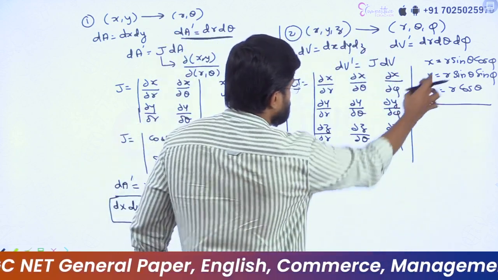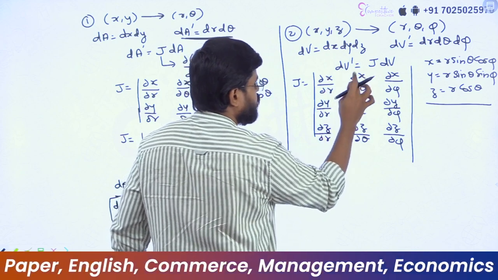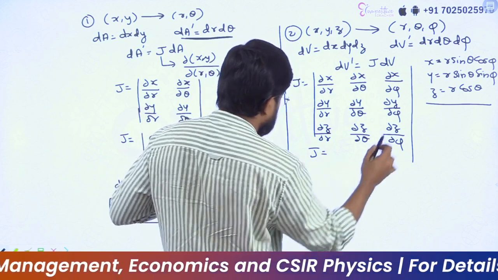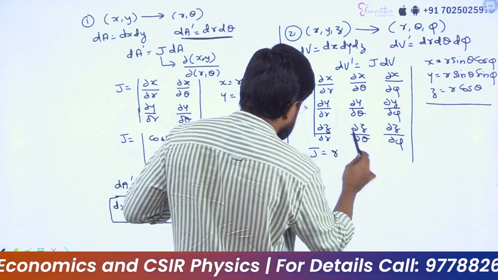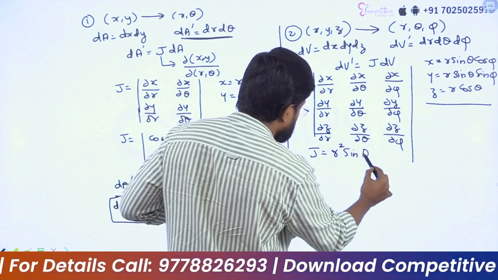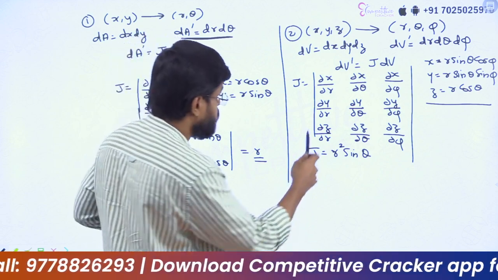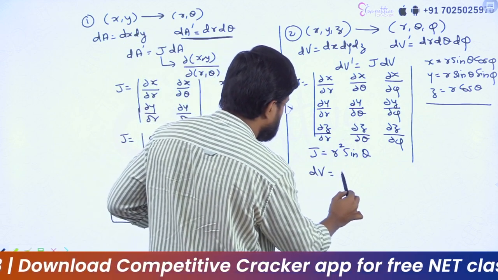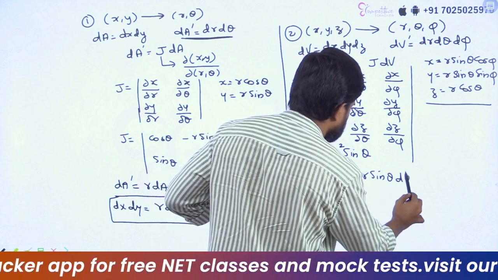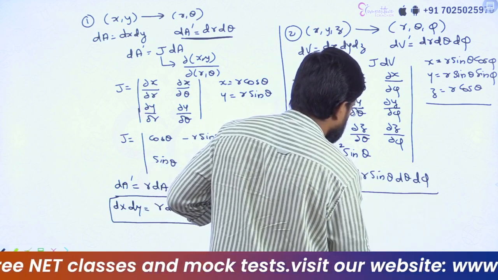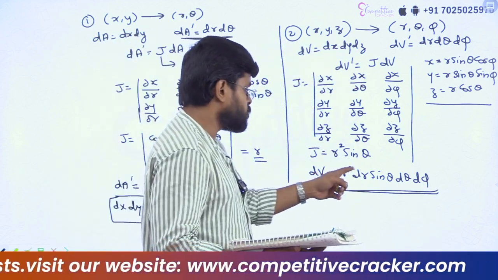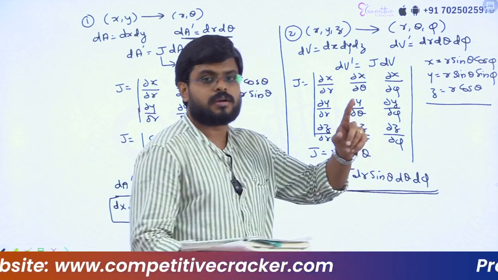If you substitute the values of these partial derivatives into the Jacobian, the value of the Jacobian will be r² sin theta. That is why we write dV equals r² dr sin θ dθ dφ.